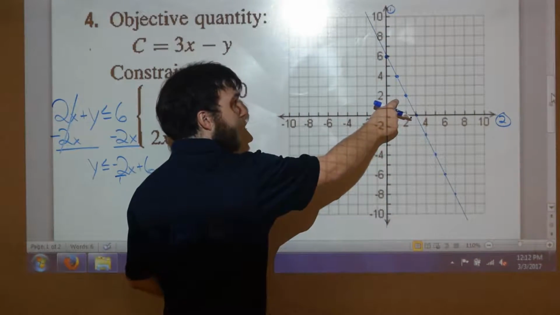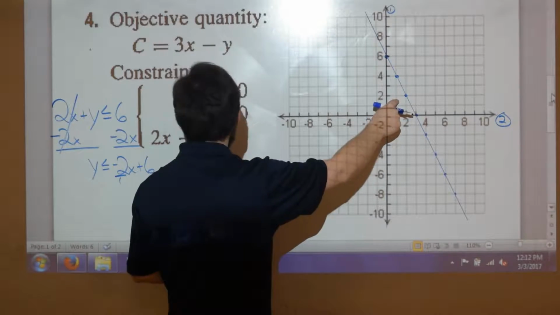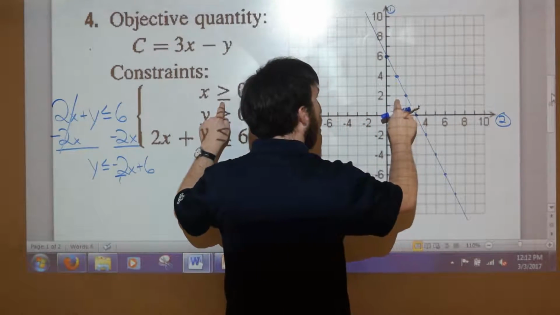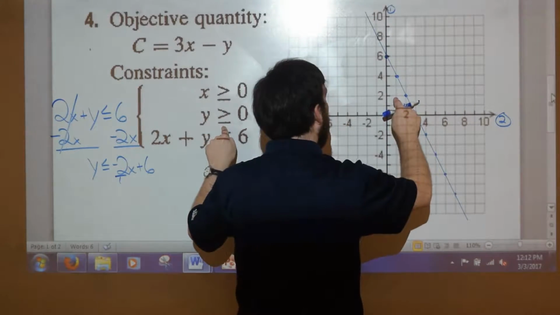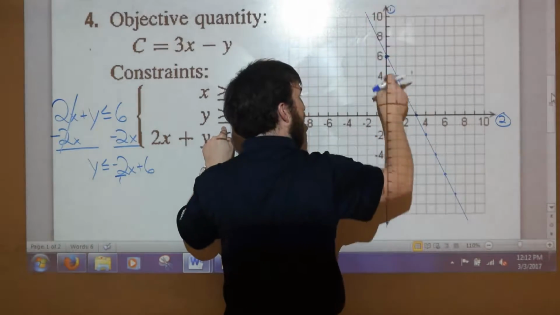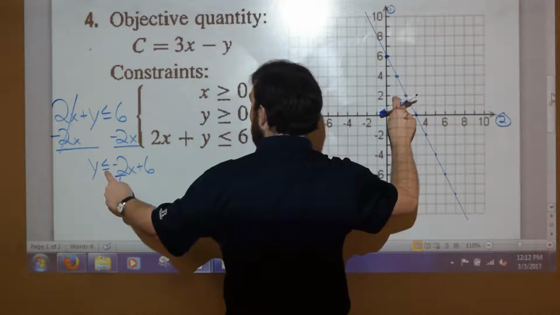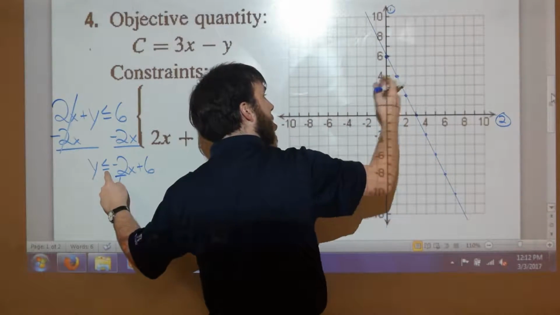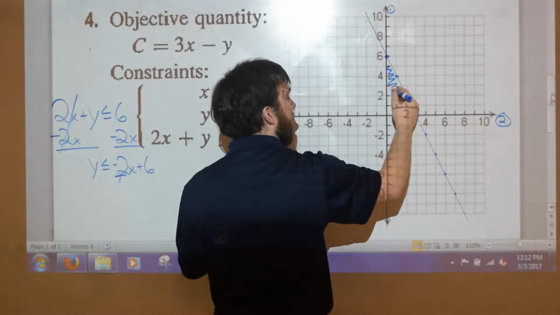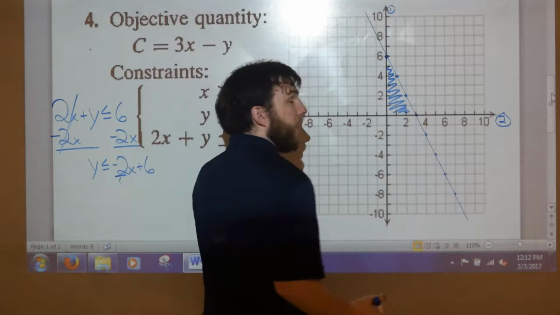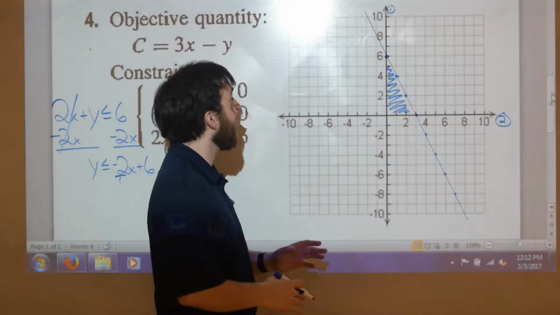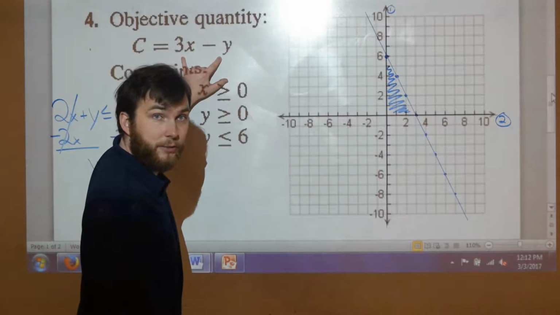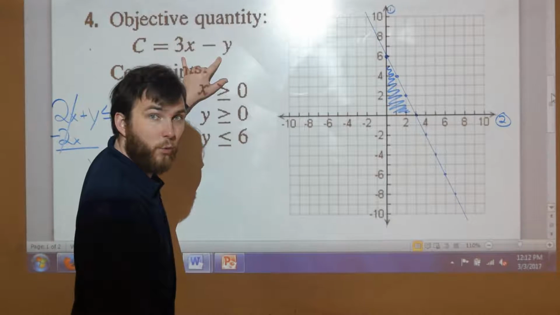Let's see, probably going to be this shape that we shade, but let's check it. Are we greater than our first line? Are we greater than our second line? And are we less than our third line? So now we just need to do that table that we've already done twice. If you want to pause it here and try that table yourself, the objective function is 3x minus y.